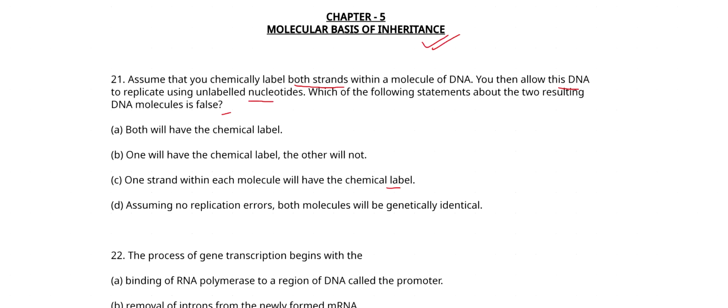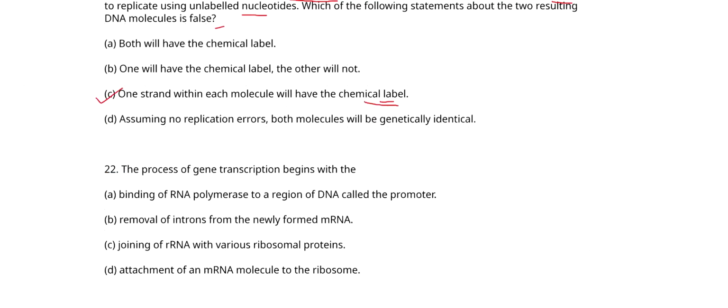So our answer will be C, that is one strand within each molecule will have the chemical label. Okay. So, each strand of the original molecule serves as a template for the formation of a new strand. Thus, each new molecule will have half of its nucleotides and the chemical label from the original molecule. Okay. So, our next question is 22.